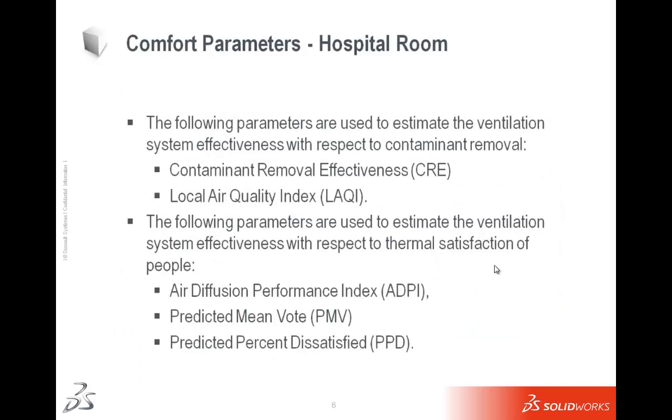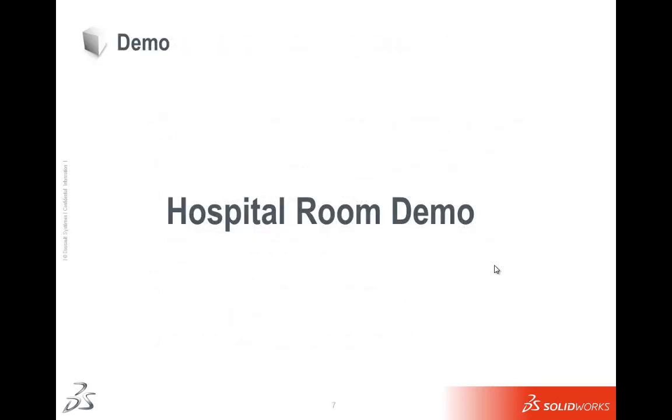So here we see how we're going to judge those criteria. The contaminant removal effectiveness, the CRE, is how we're going to judge obviously the contaminant removal, along with the local air quality index. To make sure that the ventilation is adequate in cooling the room, we're going to use the air diffusion performance index, the predicted mean vote, and the predicted percentage dissatisfied. So let's go ahead and get started on the demonstration.